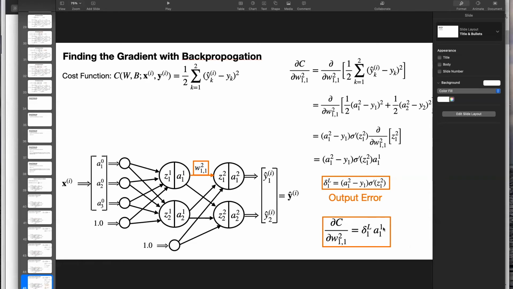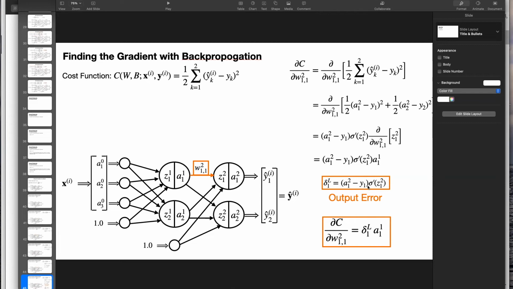It just happens to be now that x is A1, right? Does that help at all? So this error is going to be useful when we try to figure out how to find the derivatives in the next layer behind us.